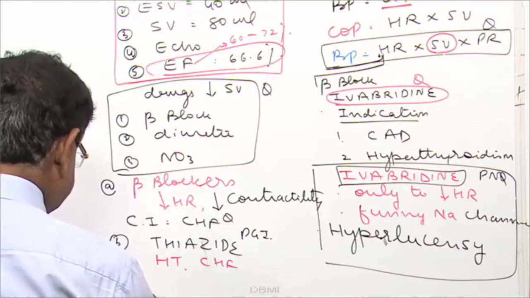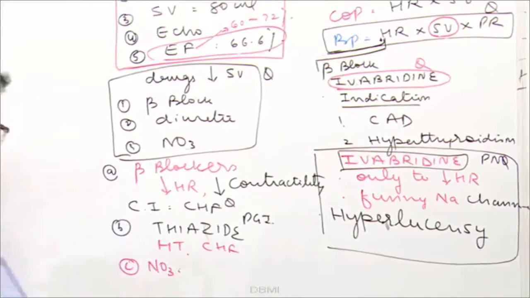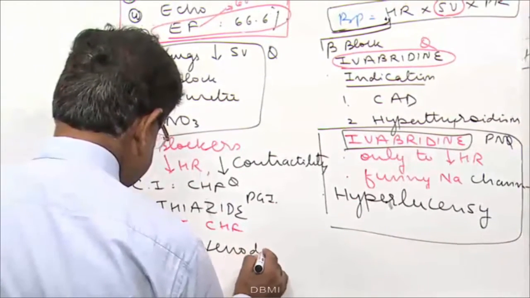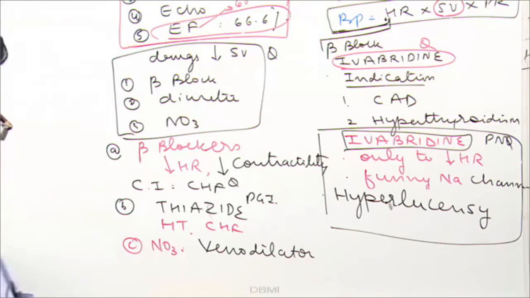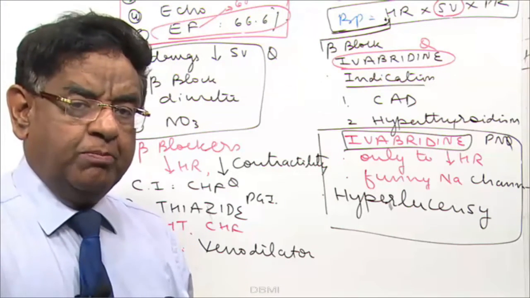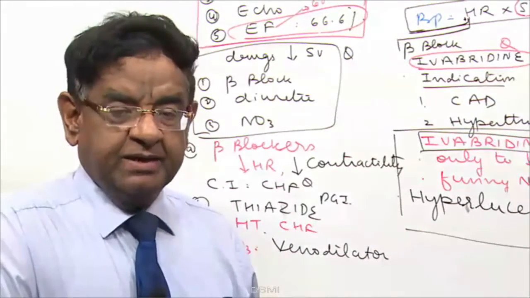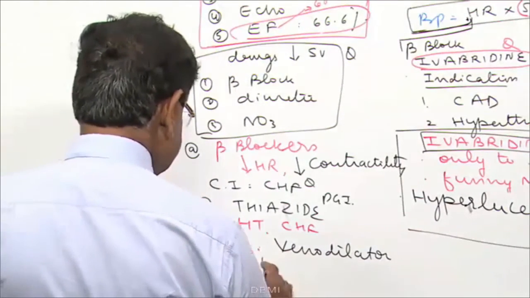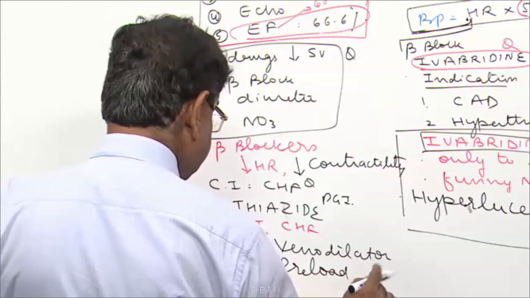Third drug is nitrate. How does it act? It is a peripheral venodilator. It means the blood is pooled into the peripheral venules. Thereby preload is reduced. What is preload? It is the amount of blood, write down.